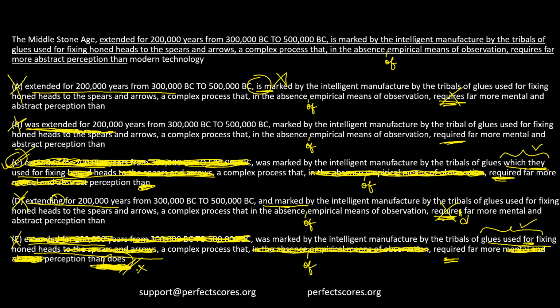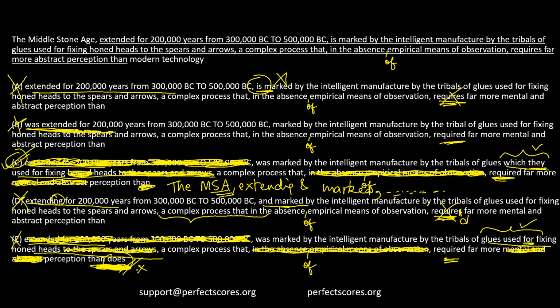No, in that case, see, if you say the Middle Stone Age, extending for these many years and marked by the manufacturer, then this part of the sentence doesn't really match well with the first part of the sentence. Let me shorten this and write it down. So let's say the Middle Stone Age, extending and marked by. So whatever comes here in these blanks should talk about the Middle Stone Age, right?